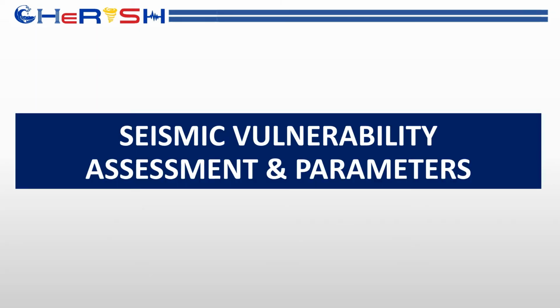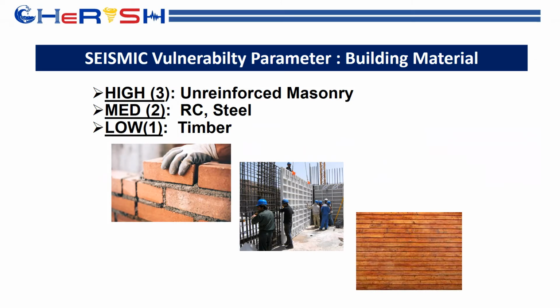So what are these vulnerability parameters? First is the building material. Depending on the building material, the vulnerability of the structure with respect to earthquakes can be assessed. High vulnerability are unreinforced masonry. Medium will be RC and steel, and low will be timber. And this is related to the weight or the mass of the material. The heavier the material, the higher will be the risk.